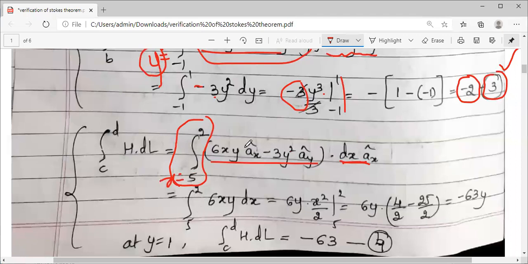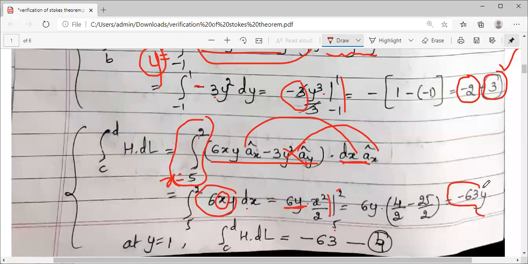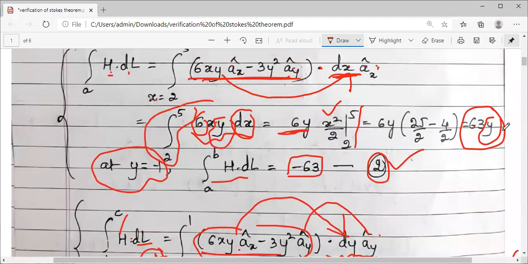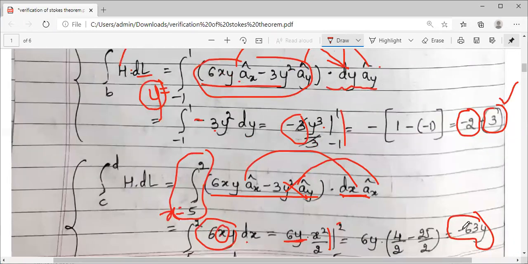So integration of this, when I take the dot product between the first element and this, you will have the value. But dot product of ay dot ax is 0. Second term I will not consider. So it is 6xy dx. In this again, 6y is constant because integration is with respect to x. So 6y is as it is. Integration of x is x square by 2. After applying the limits 2 and 5, I have got minus 63y. Earlier we had got 63y. Now it is minus 63y.